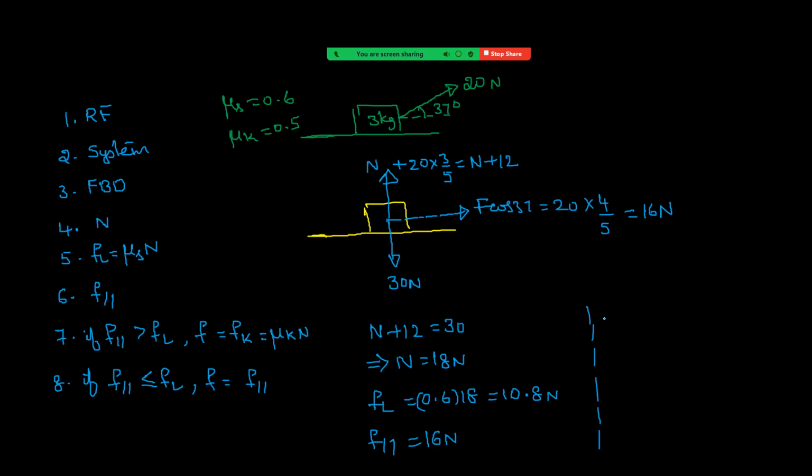That means now frictional force is kinetic. So F equal to Fk. So kinetic means mu k into N. So mu k value given 0.5. Normal reaction is 18. That means it is now 9 Newton. Right? Yes. I hope you got clarity. If you can follow step by step like this, there will be no confusion. Okay, you feel very comfortable while solving problems. Right?